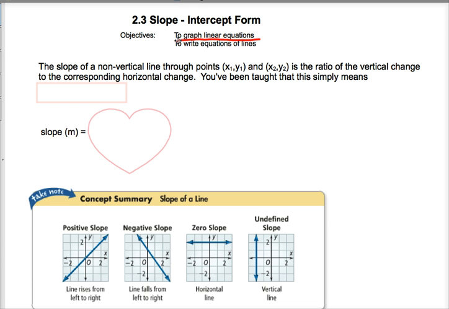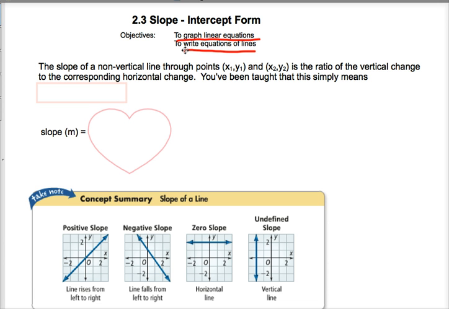Linear equations are, well, probably the most common equations that you and I would use. We can come up with a linear equation whenever we know a rate, like if you get paid a certain amount per hour, that's a rate, and I can write an equation based on what you get paid per hour. So we're going to graph those, and we're going to write equations of those types of lines.